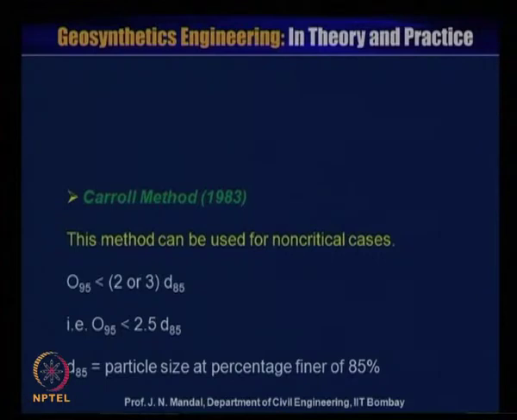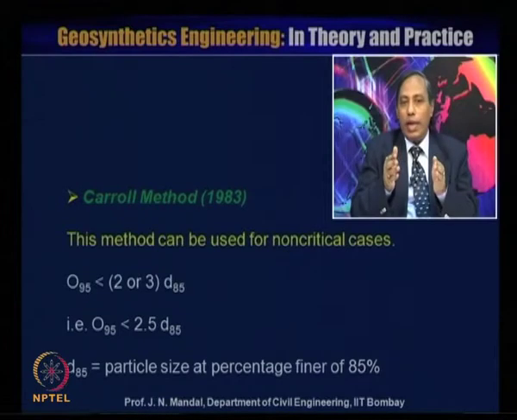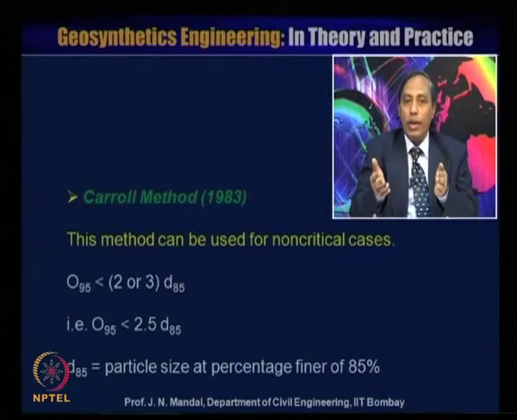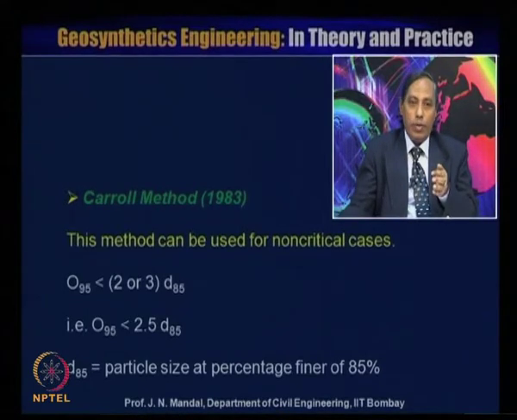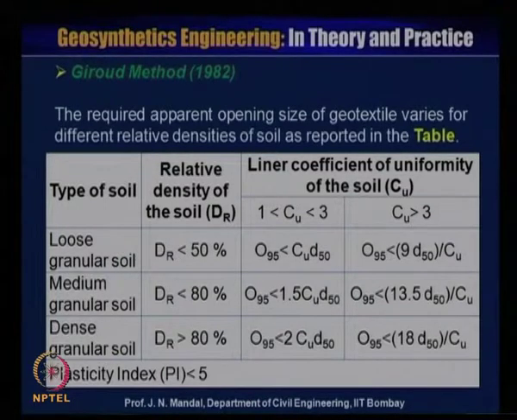Now, Carroll method 1983, this method can be used for non-critical cases. This is O95 less than 2 or 3 of D85. That is O95 less than 2.5 into D85. D85 is the particle size at percentage finer of 85%. So, if you know D85, you can directly determine what will be the apparent opening size or O95 by the Carroll method.